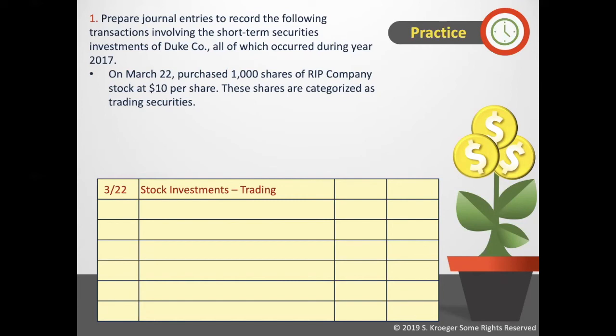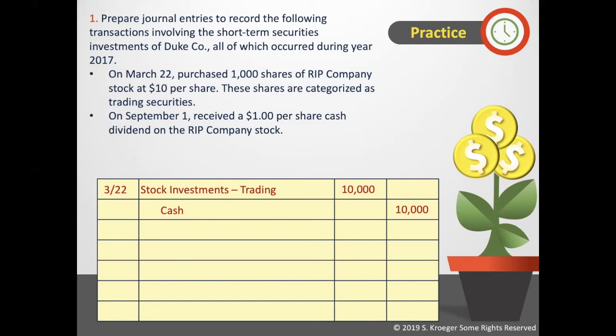How much would it be for? Remember, we just record what our cost was. We bought 1,000 shares for $10 each. How much would that come to? It would be $10,000. What would the credit be? How are we purchasing the stock? We are spending cash, and you would use the same amount as the debit.